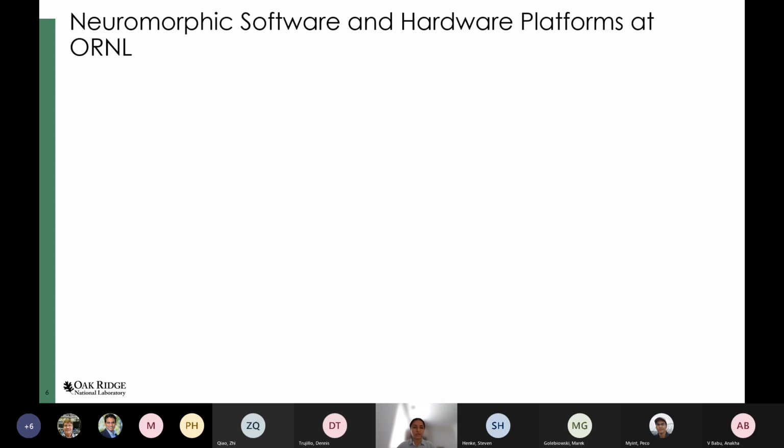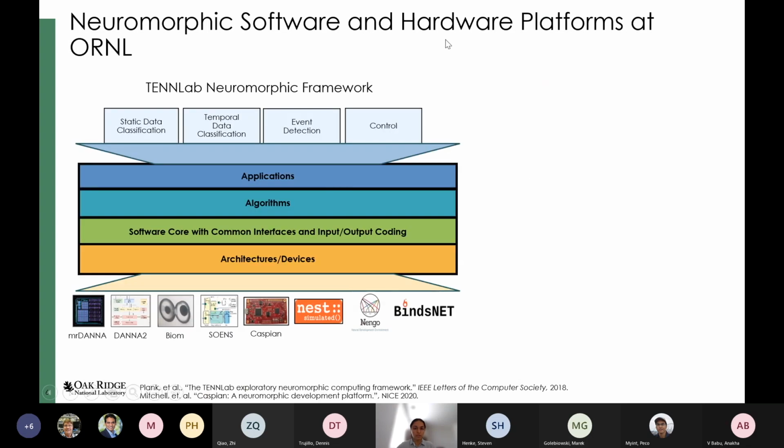Now, before I go deep into some of the applications and algorithm works at our lab, here are some of the software and hardware platforms that we have at ORNL as part of the Neuromorphic Computing group. For the software framework, we have what is called the TENNLab neuromorphic framework, which has been developed as a collaborative effort between researchers at ORNL and the University of Tennessee. Because neuromorphic computing is an evolving field, we do need to have a good software framework to develop different applications and algorithms.